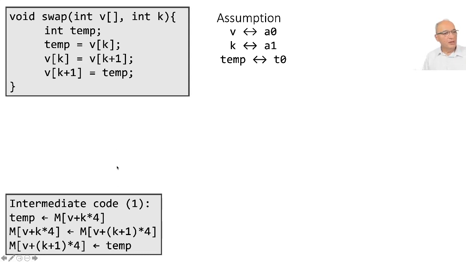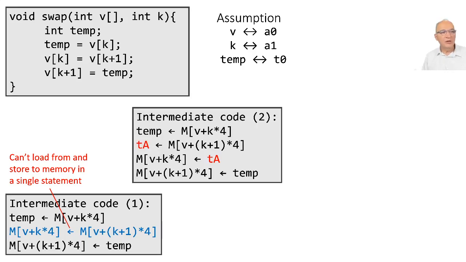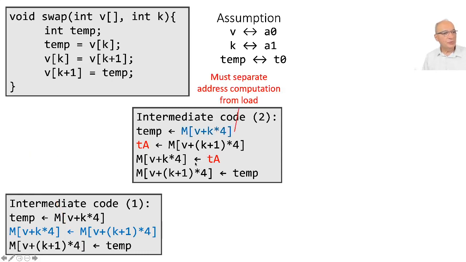Now that I have this version of the code, I need to realize that I cannot load from memory and store into memory in a single statement in RISC-V. So I'm going to fix that by converting that single statement in my intermediate code into two statements. For that, I need a new temporary variable. So this is my temporary variable TA. And that's all the change that I did between the two.